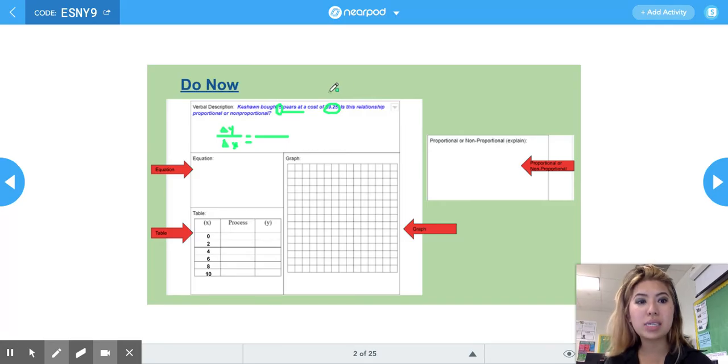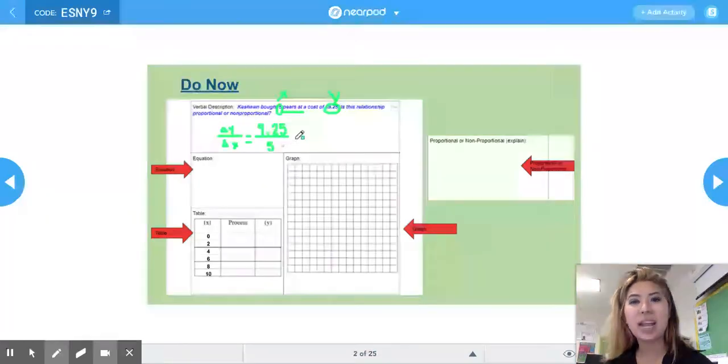So as our dependent variable, 9.25 is our y value, and 5 pears is going to be our x value. From here, I have 9.25 on top and 5 on bottom. So when I divide 9.25 divided by 5, I get 1.85.